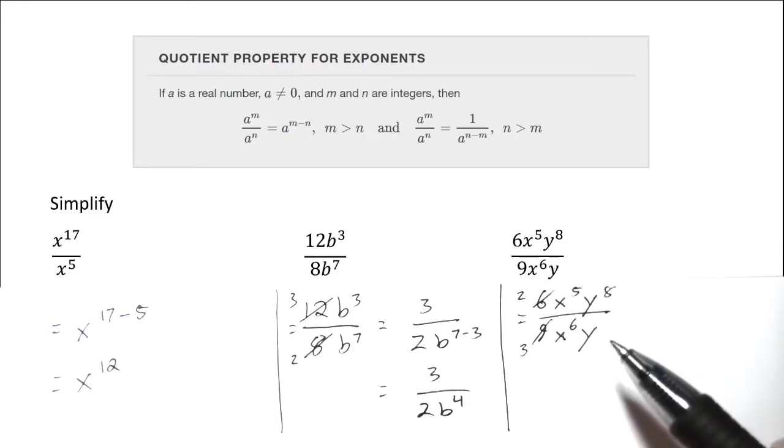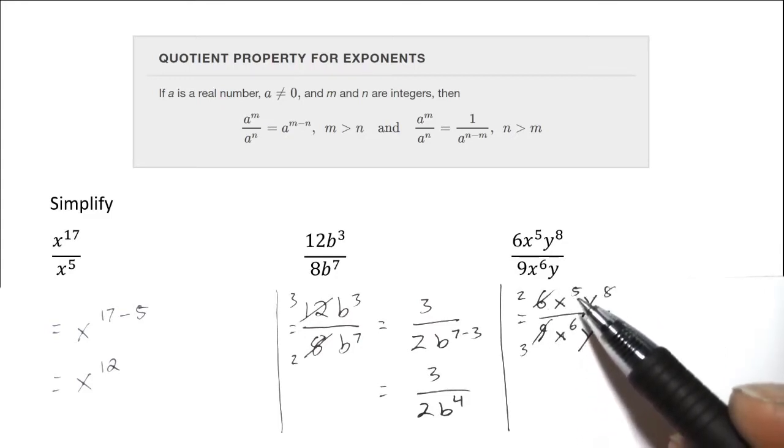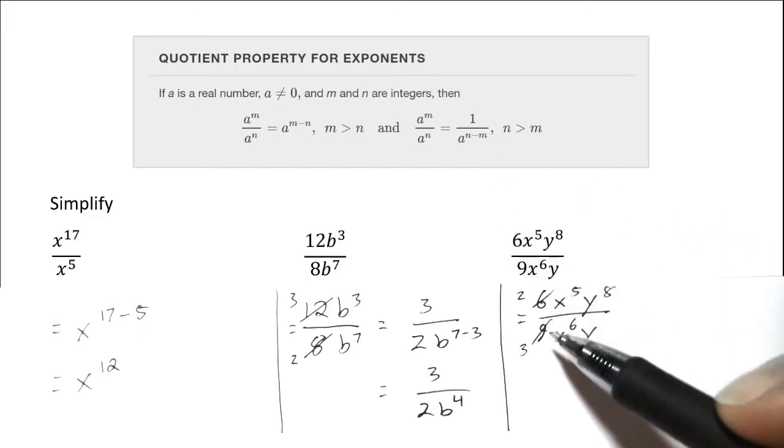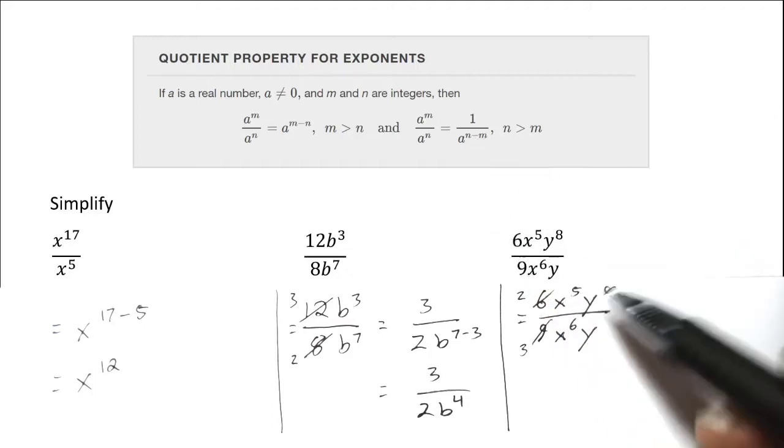Okay. Now let's look at the x part. Here the denominator is bigger than the numerator. That's the second part. n is greater than m. So I'm going to leave the x's in the denominator and subtract 6 minus 5.